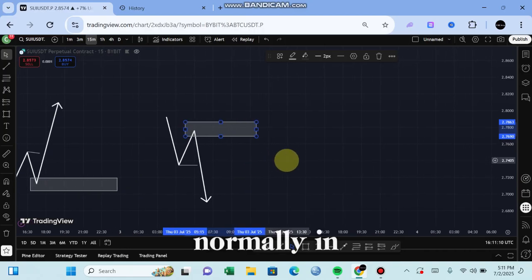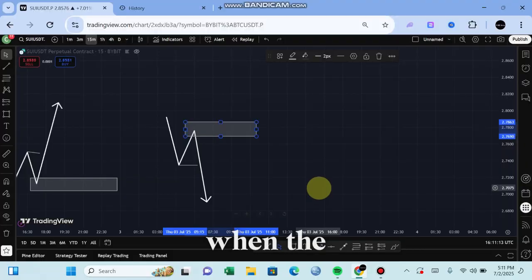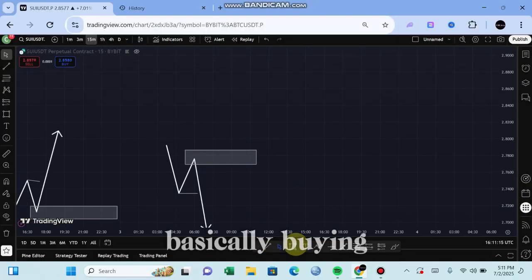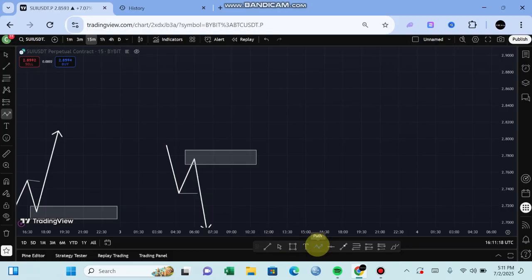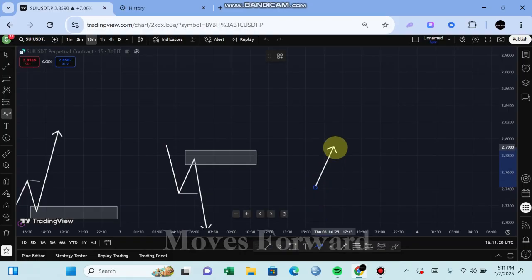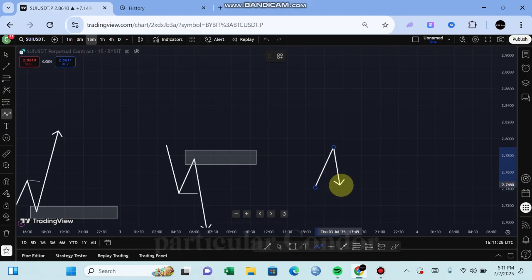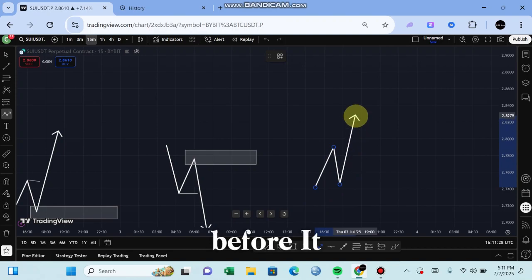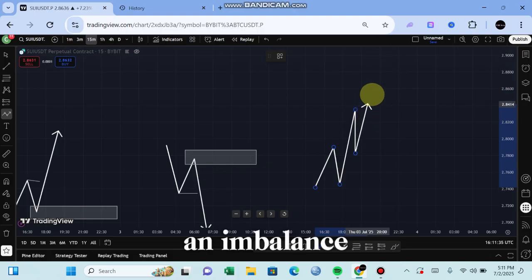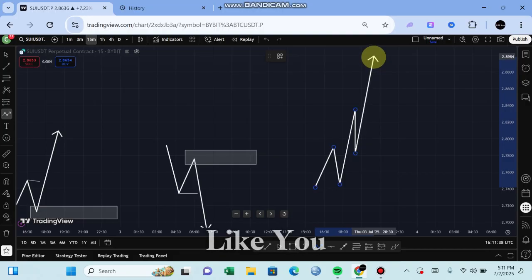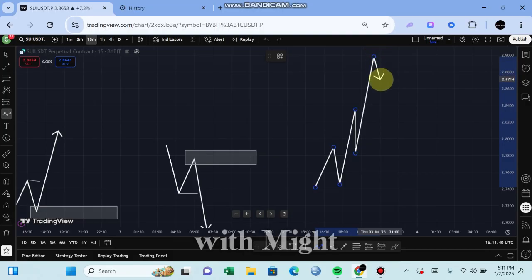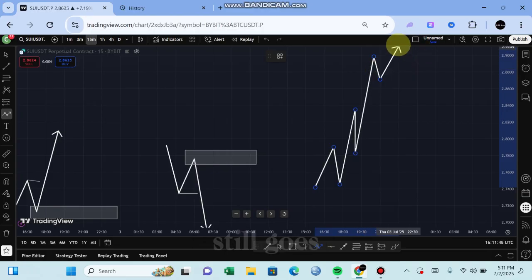Normally in the market or in trading, when the price moves up, let's say we are in an uptrend, anytime price moves forward, the market must always retrace to close that particular candle movement before it goes up again. But anytime there's an imbalance, price goes up with a very large candle, and the market might just retrace a little, or might never retrace, and still goes up again.